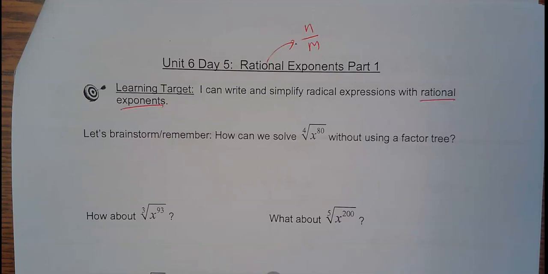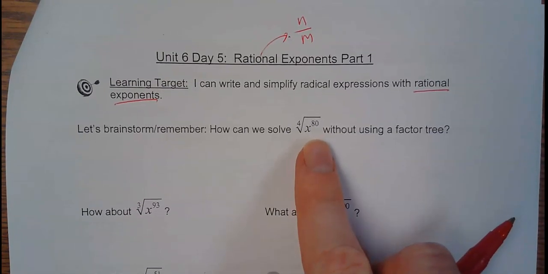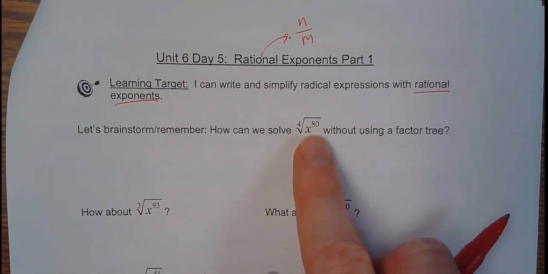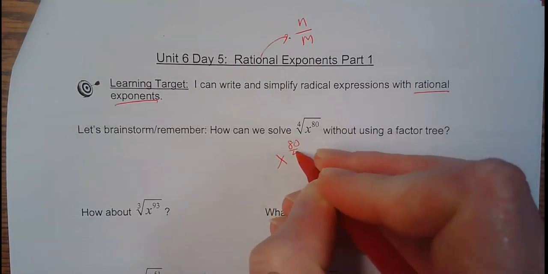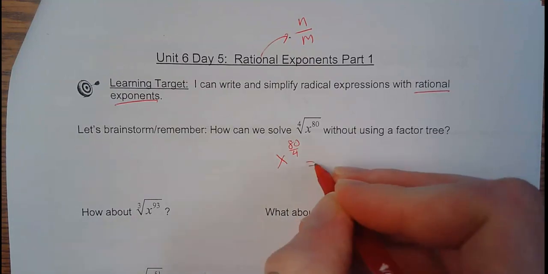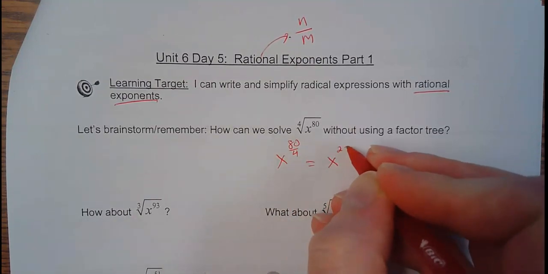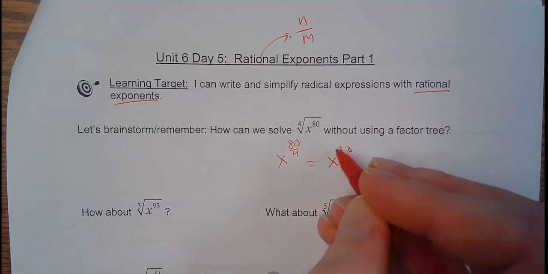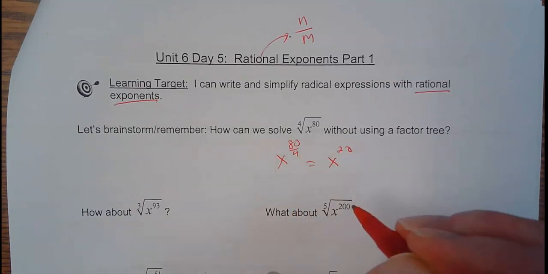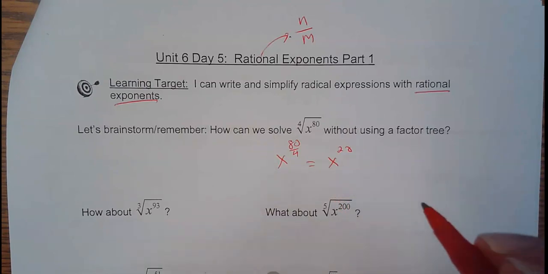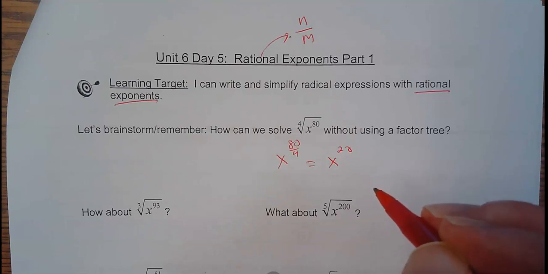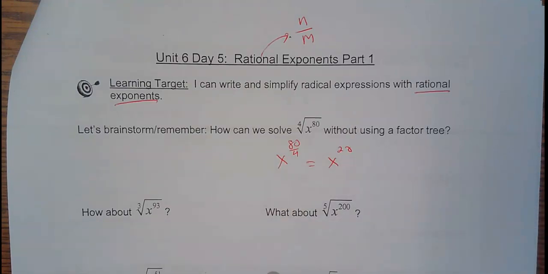So let's brainstorm or remember, how can we solve this without using a factor tree? The quick way of simplifying this, we want to find how many groups of 4 are in 80. The fast way of doing that is take 80 divided by 4, and 80 divided by 4 is actually 20. So you can just write down 20, which ended up being a nice, neat whole number because you could divide it and get a whole number. Sometimes it doesn't divide evenly. When that happens, we can write it as a fractional, a rational exponent.